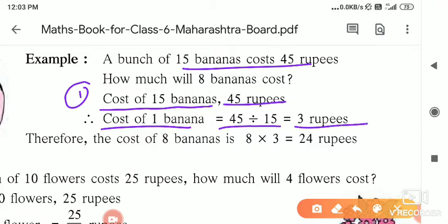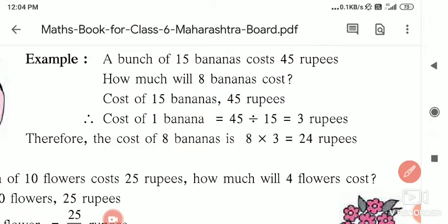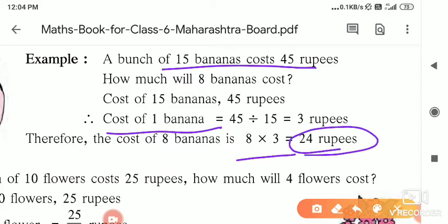Therefore, now what is the question? We have to find out the cost of 8 bananas. Therefore, the cost of 8 bananas is equal to 8 into the cost of one banana, that is 3 rupees. 8 into 3, 8 3s are 24 rupees is the cost of 8 bananas. So in this example also, from the 15 bananas we found the cost of one banana, and that one banana's cost we multiplied with the 8 bananas, then we got the answer, that is 24 rupees. Okay.